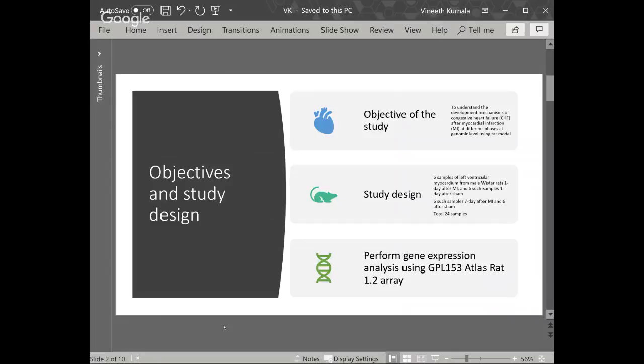And the study design is, the original publication had a total of 24 samples: 6 samples of left ventricular myocardium from male Wistar rats 1 day after MI, six such samples from 1 day after sham, six such samples from 7 days after MI, and six samples from 7 days after sham. And they performed gene expression analysis using the GPL 153 Atlas Rat 1.2 array.